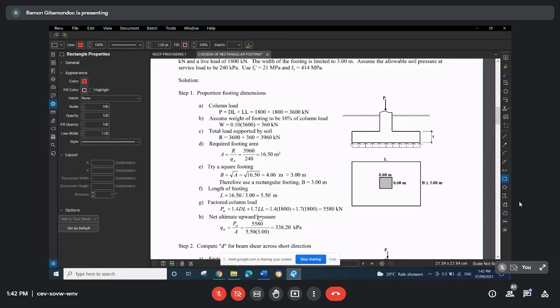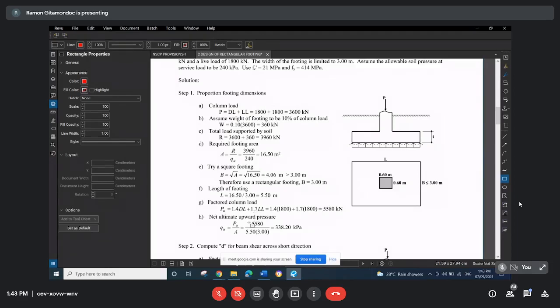So the next step will be to calculate the factored column load. We multiply the dead load and live load by the corresponding load factors. Again, the 1.4 and 1.7 load factors are based on the older code. The recent one requires only 1.2 dead load plus 1.6 live load, no? Which is the one that you are going to use in your plates.